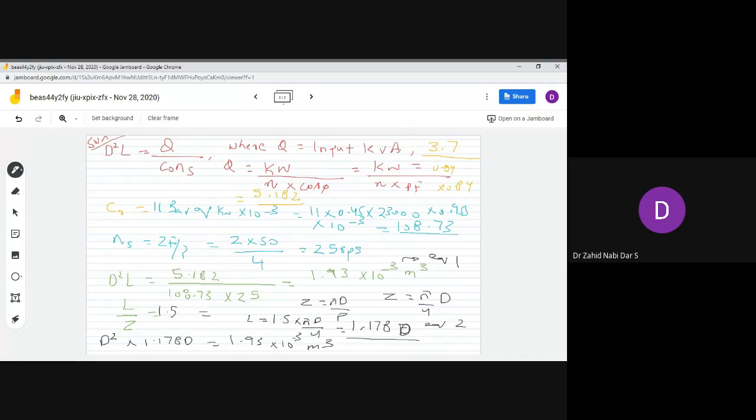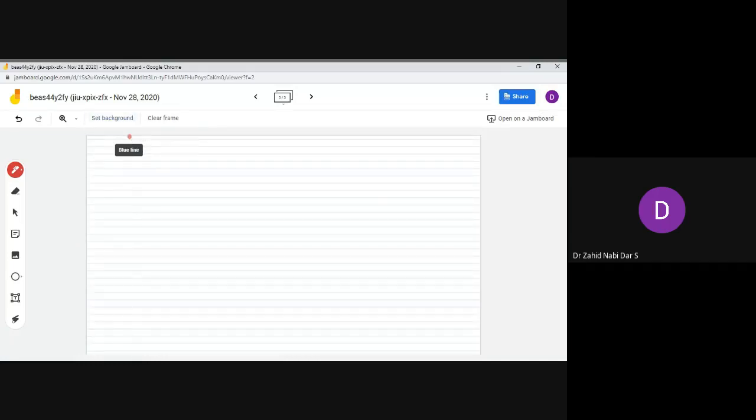So what is the value of L you are getting? What is the value of d? So the value of d that I got is around 0.117 meter, and the value of L, that is 1.178 into 0.117, would be around 0.134 meter. So this is the L value.